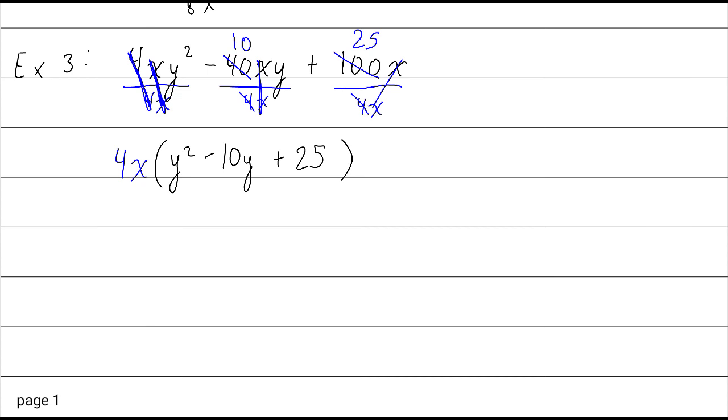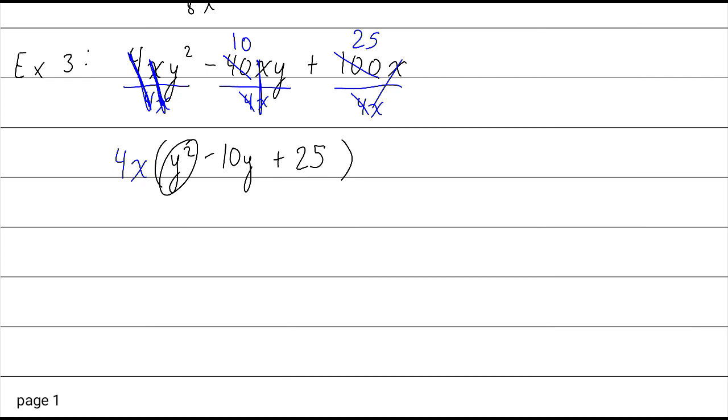All right, so now let's try to factor this, ignoring the 4x. Is it a perfect square trinomial? Well, y and 5. If I multiply those together, I get 5y times 2 is 10y. Oh, look at that. That's what I have. Great, so this is a perfect square trinomial.